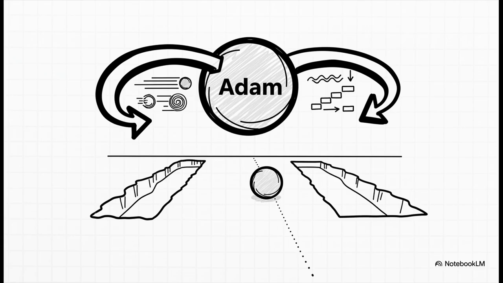And boom, that brings us to Adam. It stands for Adaptive Moment Estimation. And let me tell you, this thing became the default choice for training deep neural networks for a very, very good reason. It does exactly what we just talked about. It takes the absolute best of both worlds.